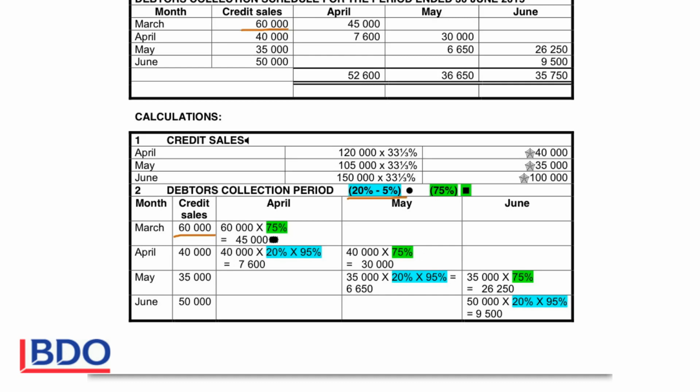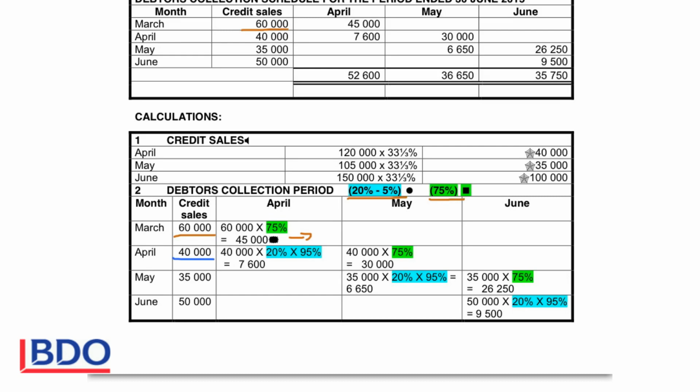Now, in this debtors collection period table, we only have to do it for April, May, and June. That means that we don't have to calculate the amount received during March because it doesn't fall in the 3 months that we have to record. So the March sales of that amount, 75% will be received during April. So I take 60,000 times 75%, and that will give me the amount that will be received during April. If we look at the April sales, we see that the credit sales in April was 40,000.